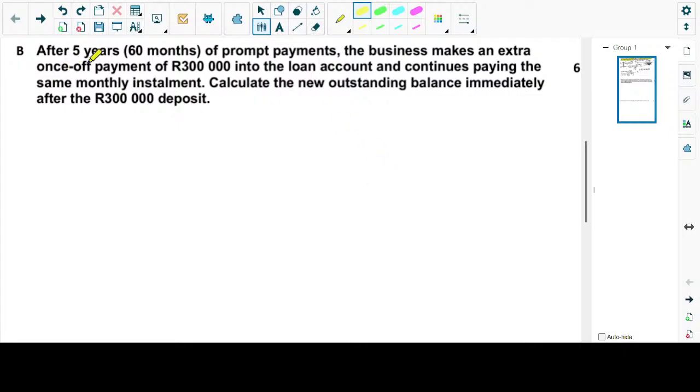What does number B say? Number B says, after 5 years, which is 60 months of payments, the business makes an extra once-off payment of 300,000 into the loan account and continues paying the same monthly installment. Calculate the new outstanding balance immediately after the 300,000 deposit. This is very important. We know how much we're paying again now. It's 26,634.83.